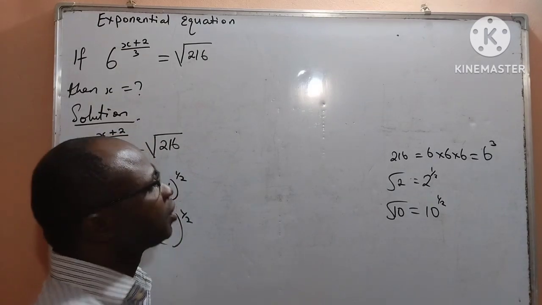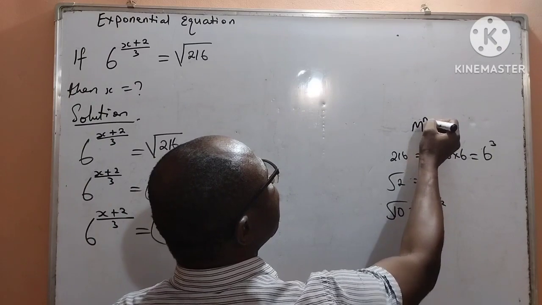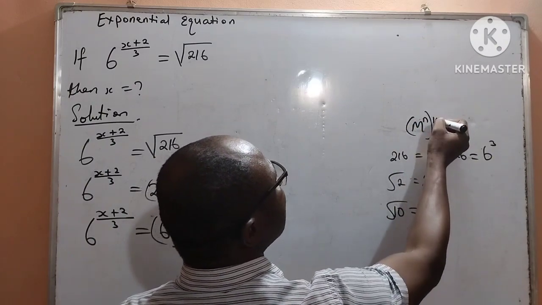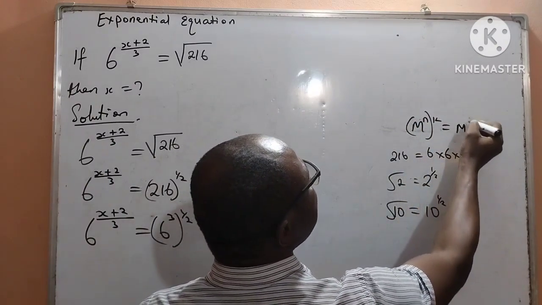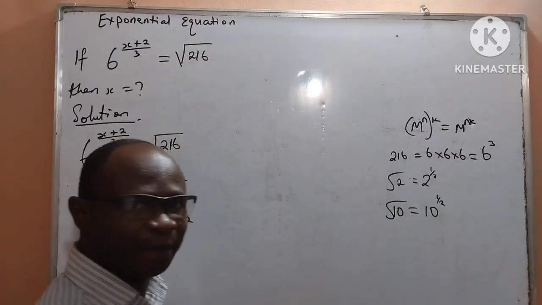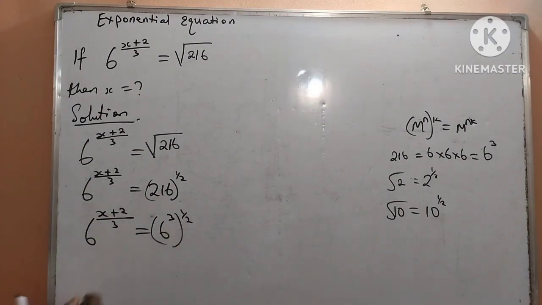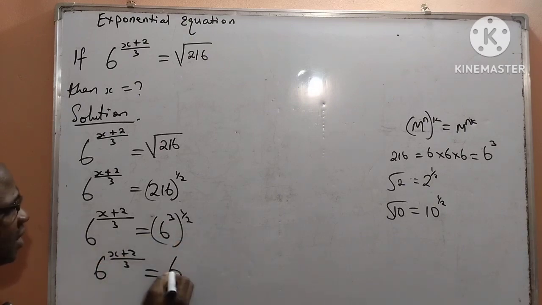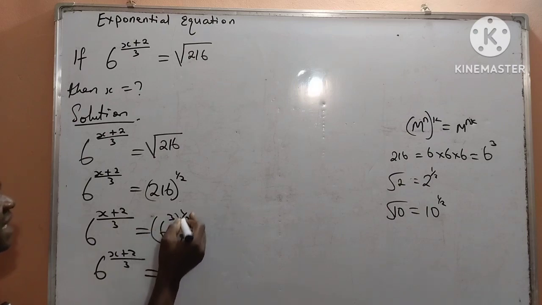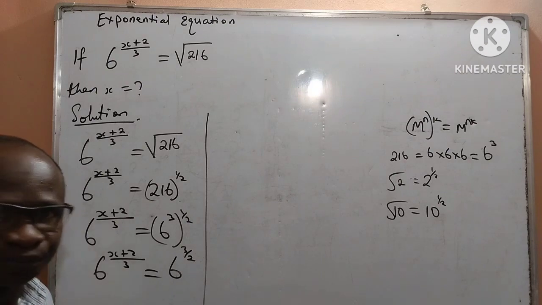Now, by law of indices, if I give you n raised to power m, all raised to power k, it is equal to n raised to power mk. What it means is that the exponents will multiply. The same thing will happen here, so that I will now get 6 raised to power (x plus 2) divided by 3 is equal to 6 raised to power 3 times half, which is 3 all over 2. This is where I am now.